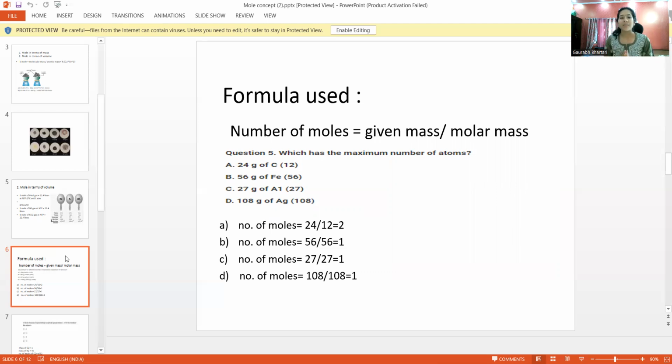The molar masses are given in the brackets. So we will divide the two and we'll get our answer. That is the number of moles. Now, as you can see in the options, option A has the maximum number of moles. So here, the correct option would be option A, right?